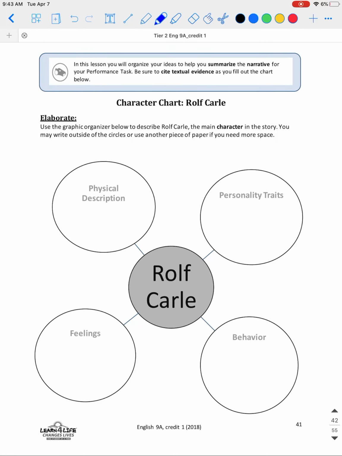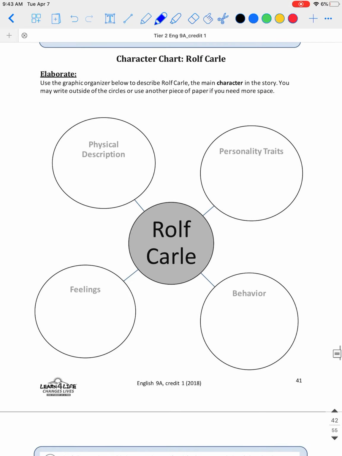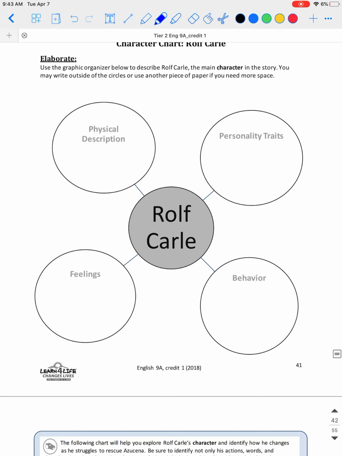For this one, you will organize your ideas to help you summarize the narrative for your performance task. Be sure to cite textual evidence. You're going to fill out this chart below to describe Rolf Karl, the main character in the story. You may write outside the circles or use another piece of paper if you need more space.